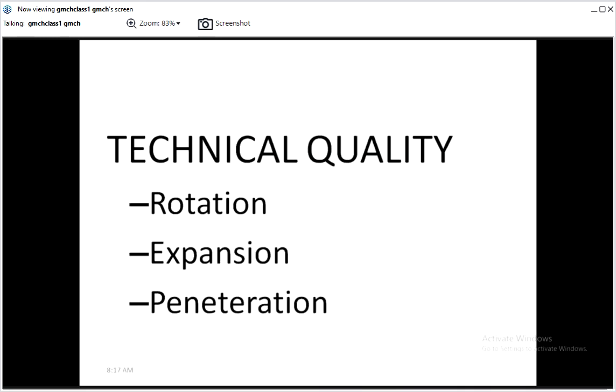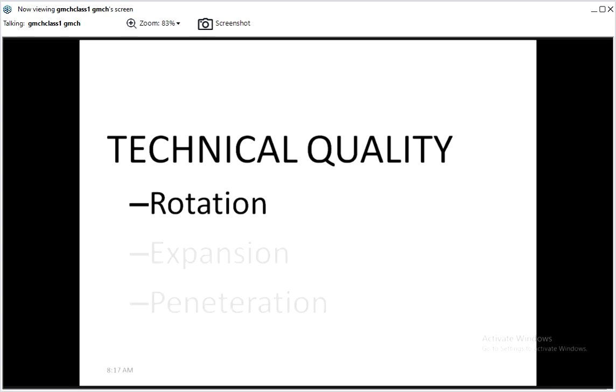Okay, now coming to the technical quality. There are three things in the technical quality of the X-ray which we have to see. We have to look for the rotation, whether your film is rotated or not, expansion, and the penetration. So again, we will come to these one by one.